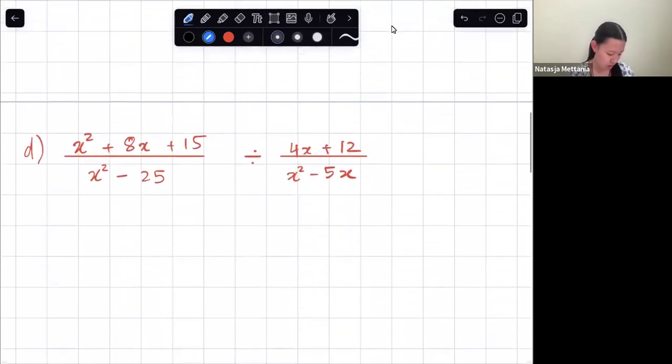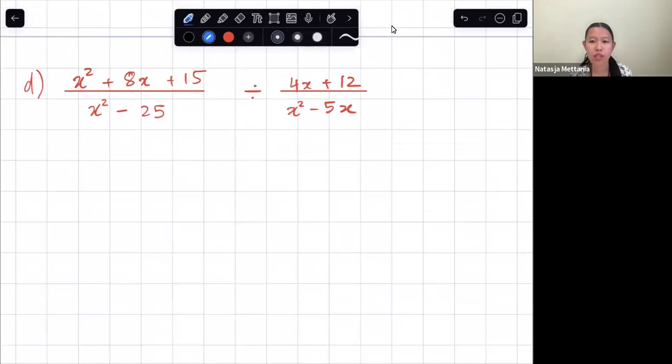Okay, let's go through our example here. We need to solve and factorize x squared plus 8x plus 15 over x squared minus 25 divided by 4x plus 12 over x squared minus 5x. Now, looking at that question, that's really hard. But I don't want you to give up or be overwhelmed. This is the bigger question. What I want you to do is look at the little parts.